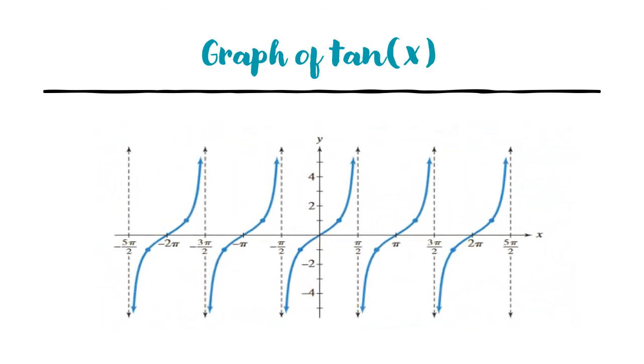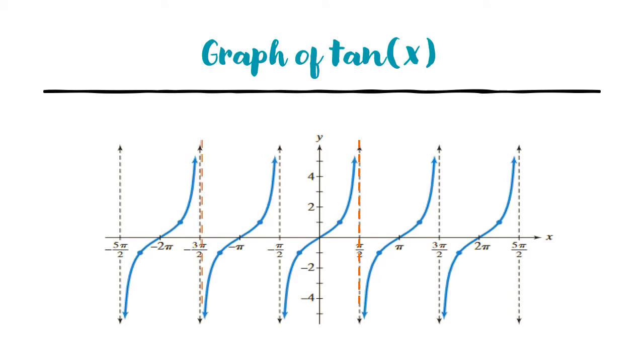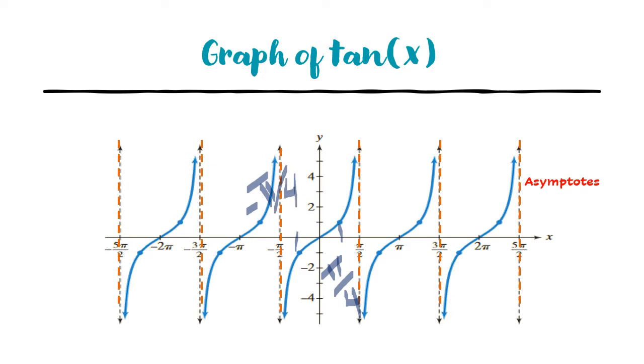Now this is the graph of tangent x. Notice how we have asymptotes at the odd multiples of pi over 2. And keep in mind, this angle here is pi over 4, and we know the tangent of pi over 4 is 1. And this one here is negative pi over 4, and the tangent of negative pi over 4 is negative 1.